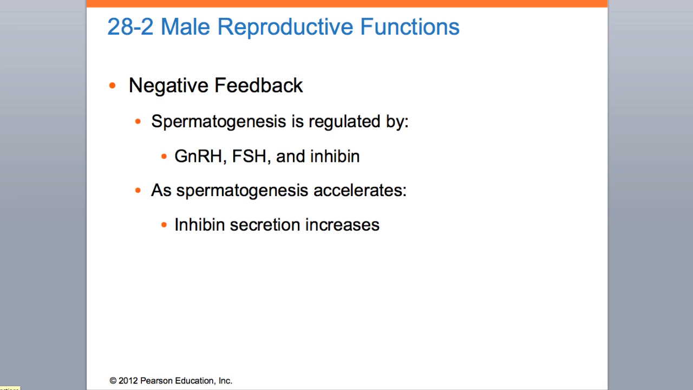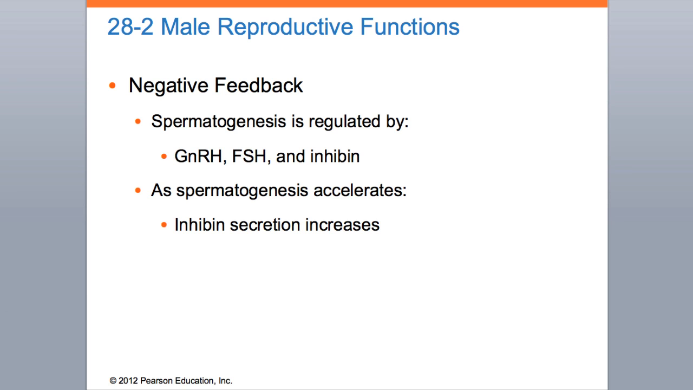We have a feedback system here. So that's what we're getting into. I did mention that books often talk about the feedback system. It's coming up. So this is a feedback system to keep in mind. Spermatogenesis is regulated by these three. As spermatogenesis accelerates, inhibin secretion increases. So this is a way that you're going to regulate how much sperm you're producing. So if you've got far more sperm production than you need, inhibin is going to rise. And inhibin will have a negative feedback on the other two.